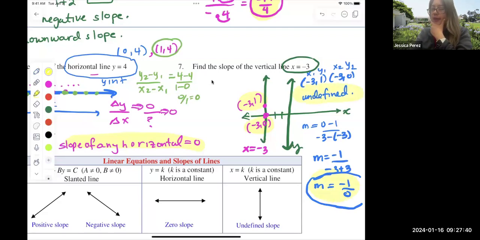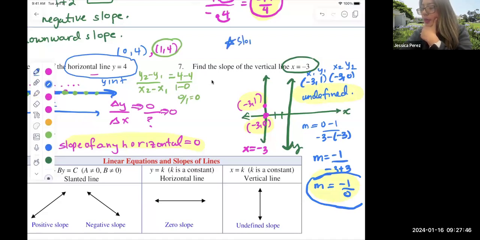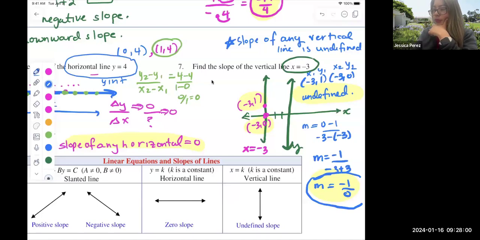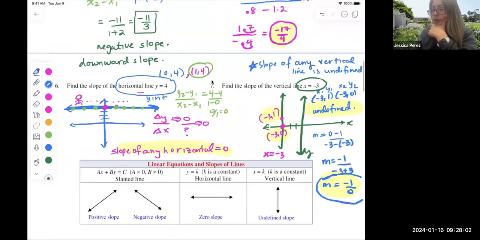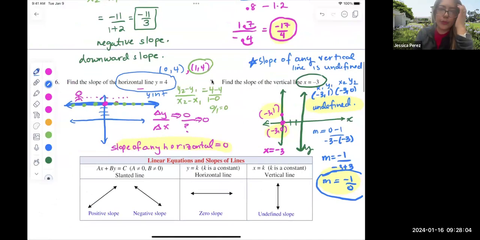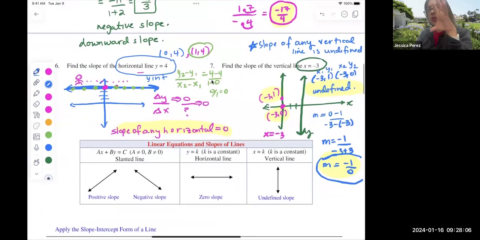So whenever you have a vertical line, and let's write that with a star, the slope of any vertical line is undefined. Okay. So we're going to be talking about that in a moment.